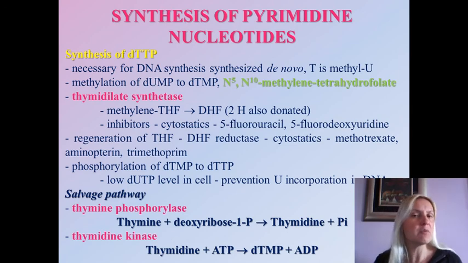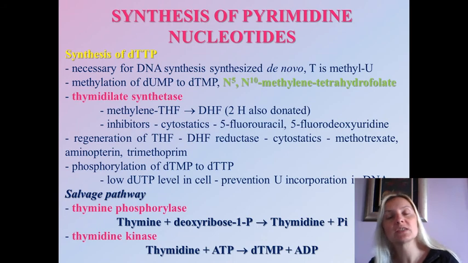And if you remember from our previous videos, whenever we have a methylation, we have repeated it so many times, we require tetrahydrofolate, in this case N5,N10-methylene tetrahydrofolate, and the enzyme which requires this coenzyme for methylation is thymidylate synthetase. During this reaction, methylene tetrahydrofolate is converted to dihydrofolate, so apart from methylation, THF also donates 2 hydrogens for the reduction.